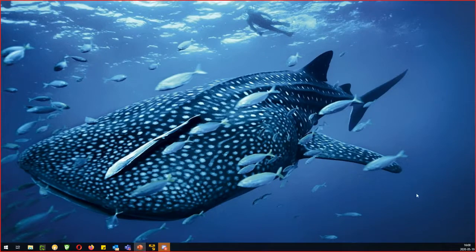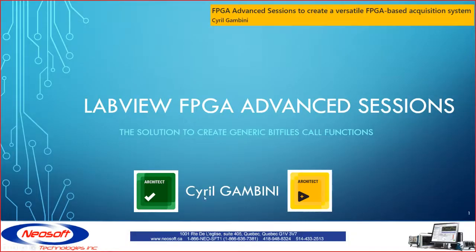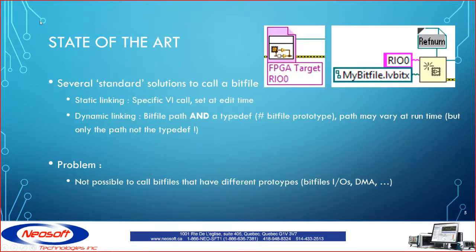And so I'll go back to the state of the art, let's say, and see how we can call bitfiles in LabVIEW. You've got mainly two different ways to call a bitfile in LabVIEW: static linking, which is a specific Open FPGA VI Reference call, and you can only launch a bitfile that is identified within the Open VI specification.